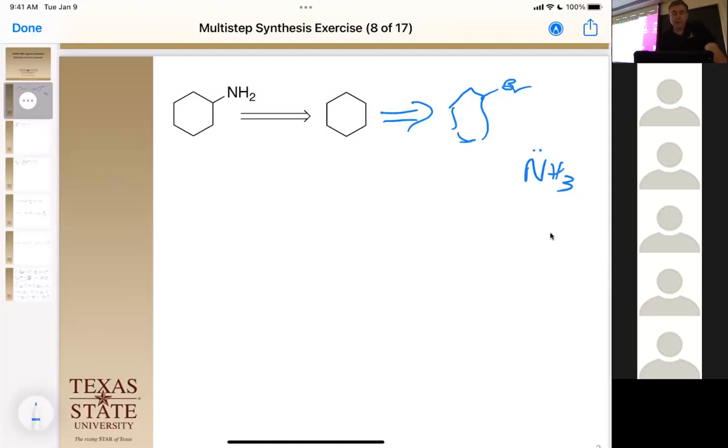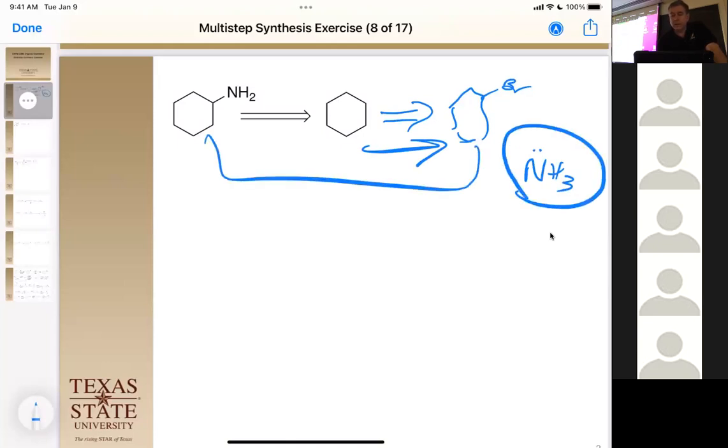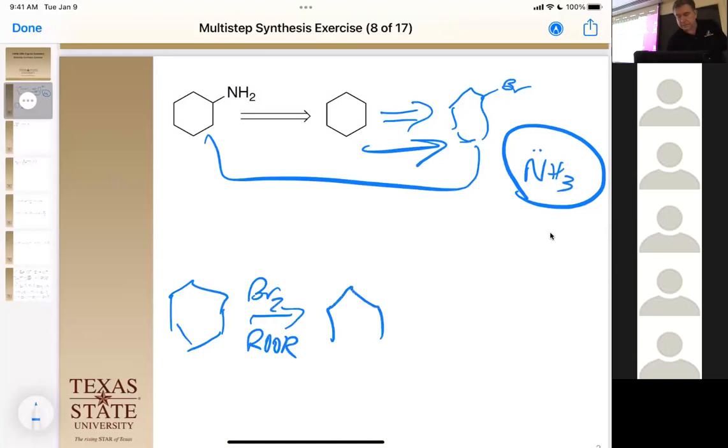Okay, so that means in our starting of it, we're going to have to figure out how to do that. And we figured out how to do that. So let's see, we're going to start out, how can we get a bromine on a cyclohexane? Radical reaction. Yeah, so we're just going to do bromine with peroxides. And that's going to give us our cyclohexane with a bromine on it.